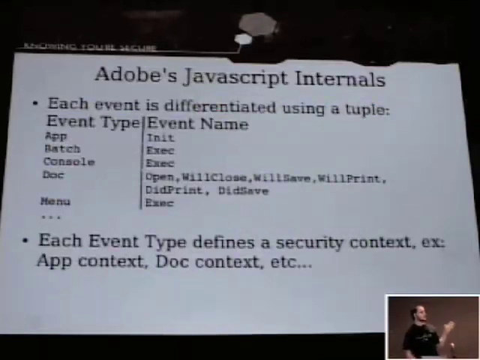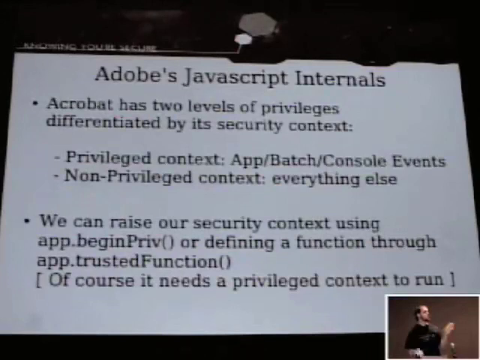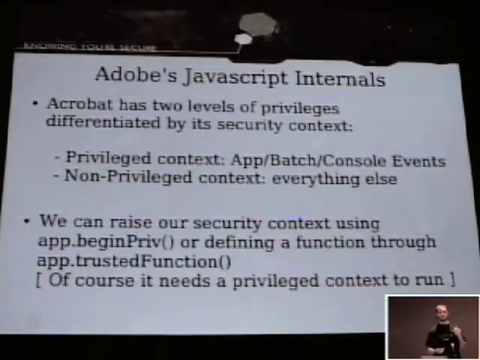Each event is a tuple. You have an event type, which is application, batch, console, document, page, menu, and you have a name, init, etc. Each event type defines a security context. You have the document security context, the application context, and so on. So you have two levels of privileges. We have privileged contexts, which are the application level context, and the batch and console events. And you have the non-privileged context, which is almost everything else. Everything you can touch from a document is non-privileged, so you don't have access to the complete API.